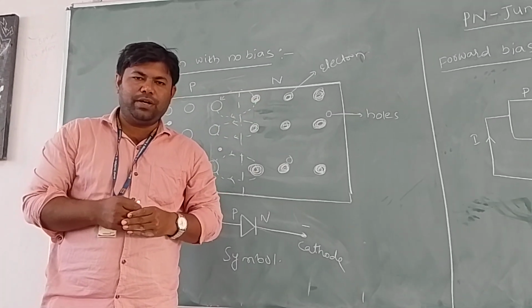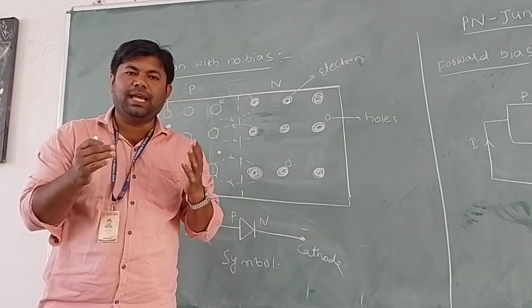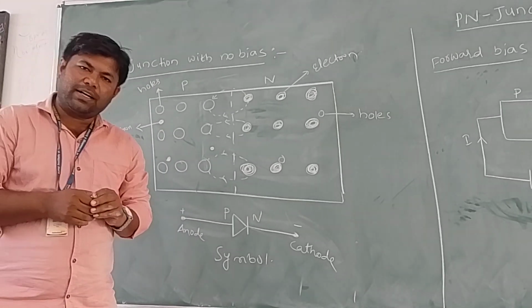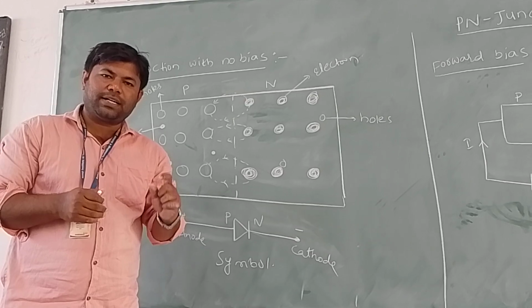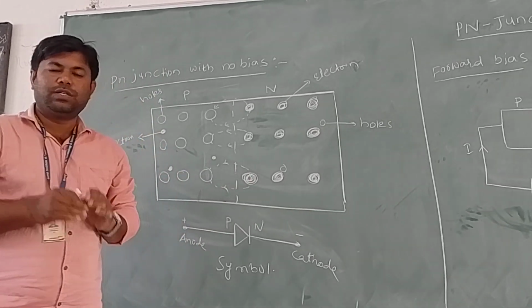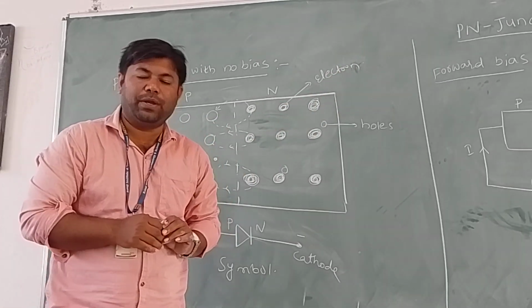Before the PN junction diode, I am explaining what is meant by electronics. Electronics means the flow of electrons through a semiconductor material. In electronics, the first topic is the PN junction diode.